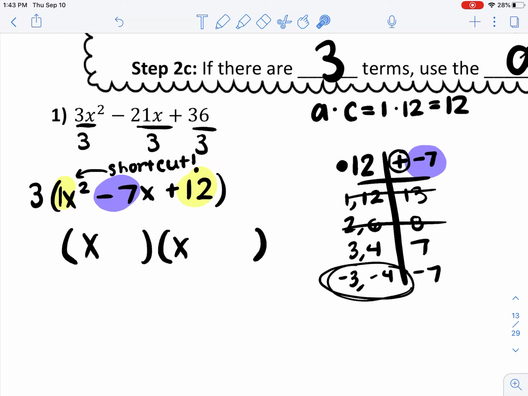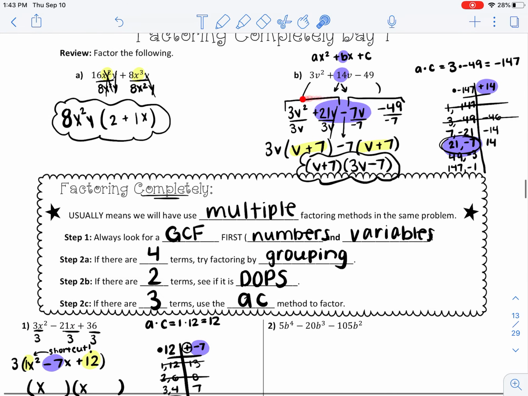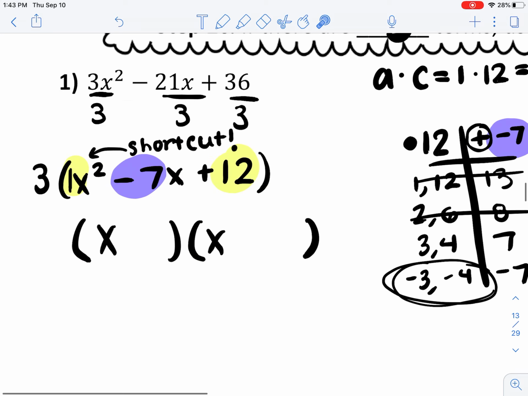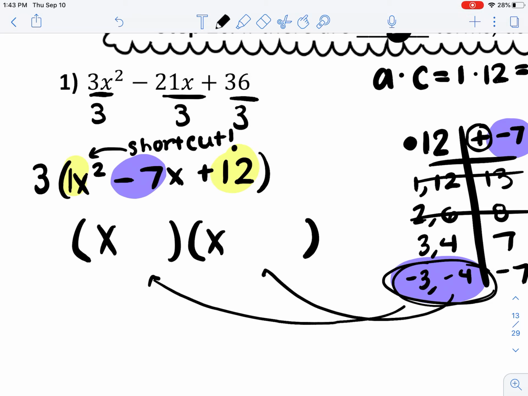Now, if this was not a shortcut problem, I would have to split the middle and do this whole process that I just did up here. But because it is a shortcut, once you get the numbers from the T-chart, those are the numbers that go directly into your parentheses. So one of them is a -3 and the other is a -4.